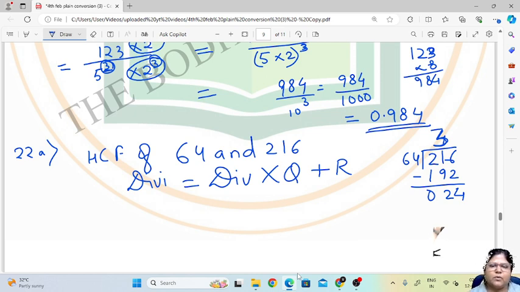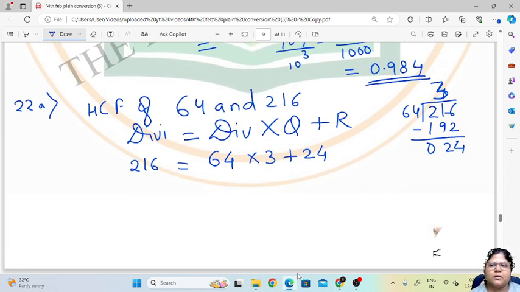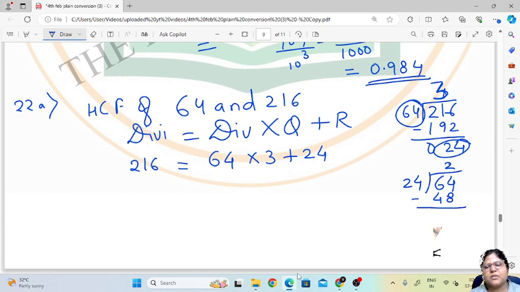Okay, so 216 is the dividend. What is the divisor? The divisor is 64. What is the quotient? 3. The remainder is 24. Now 64 becomes the dividend and the previous remainder becomes the divisor. 3 times gives you 72, so 2 times only, you get 48. So how much is 14 minus 8? 6. And 5 minus 4, 1. 16.